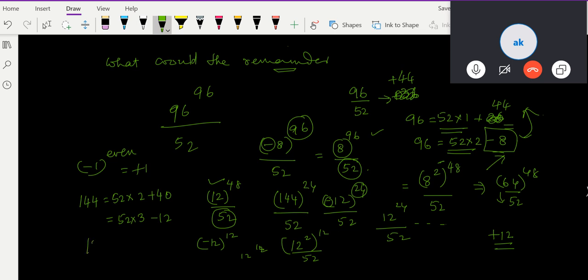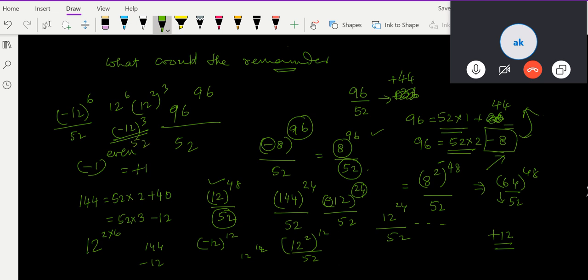So that means 12 to the power 2 into 6, right? So 12 to the power 2 means 144. That will give minus 12. So minus 12 to the power 6. It will continue alternately, right? And then the next one would be 12 to the power 6. So that again will give 12 to the power 2 into 3, right? So which means minus 12 to the power 3. This is what I'm getting.